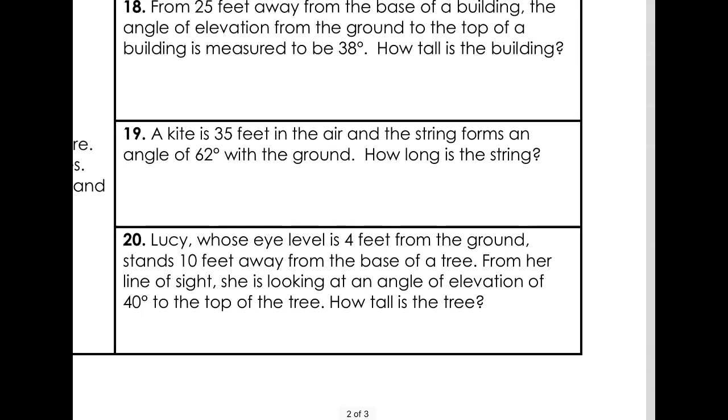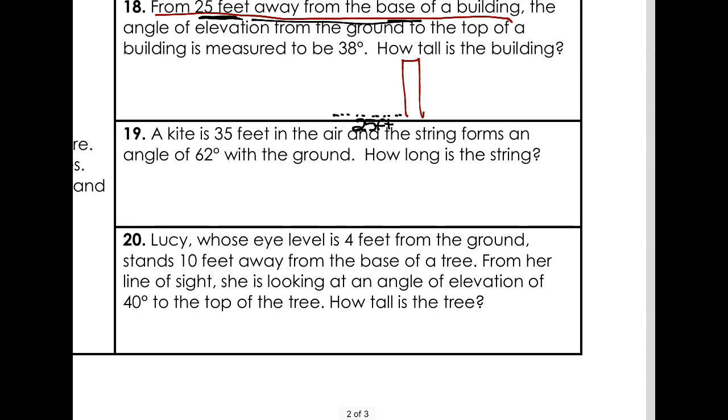So we have from 25 feet away from the base of a building. Well, that obviously means we have a building. Does your picture have to be all fancy? No. Could you just draw a line for the building? Yes. So just make it basic. Now it says 25 feet away from the base. Well, the base is the bottom, so 25 feet away. So that means we know that this side is 25 feet. It's kind of low there, but it's 25 feet.